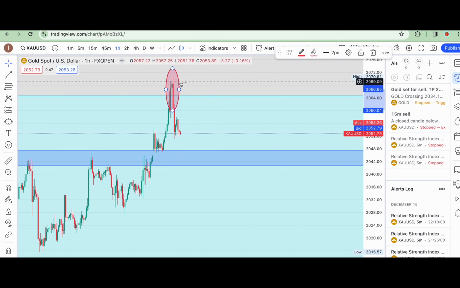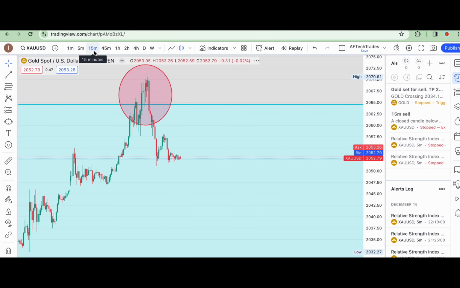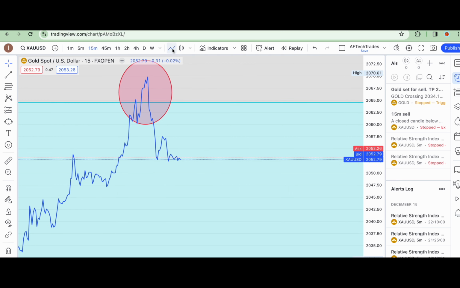I want to see what happened in this region in the 15-minute. Yes, in the 15-minute time frame, is there any useful pattern here? This is like an M pattern. Yes, I saw a pattern here. If you are following, it's interesting, right? I will turn it to a line.